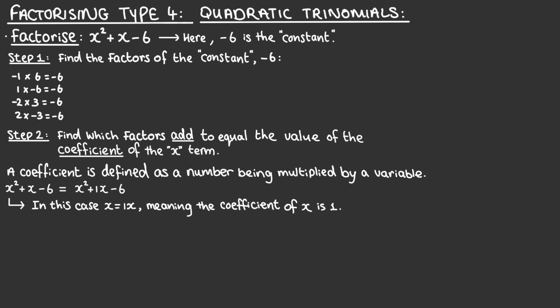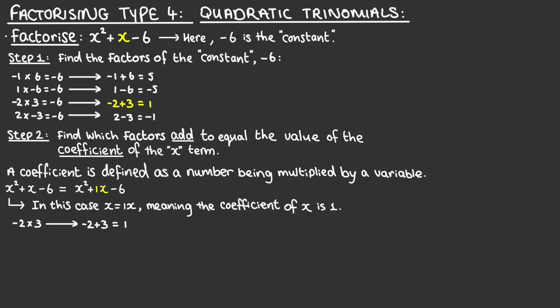So we can see that if we add minus 1 and 6, we get 5. If we add 1 and minus 6, we get minus 5. If we add minus 2 and 3, we get 1. And if we add 2 and minus 3, we get minus 1. So you can see that minus 2 and 3 add to equal 1, which is the coefficient of the x term in the quadratic trinomial.